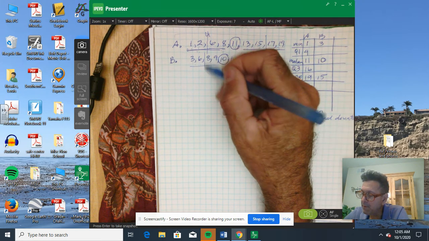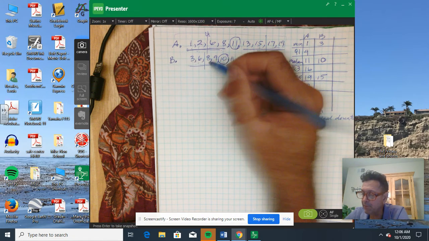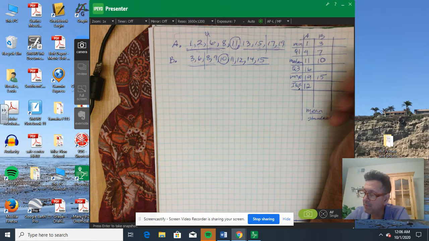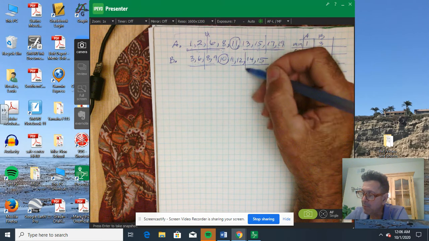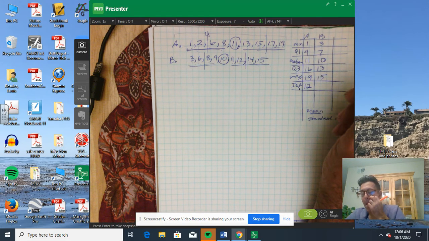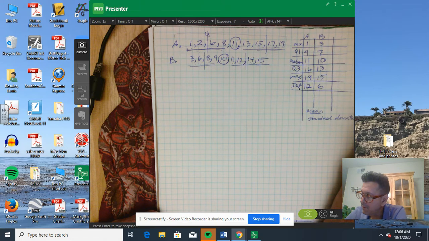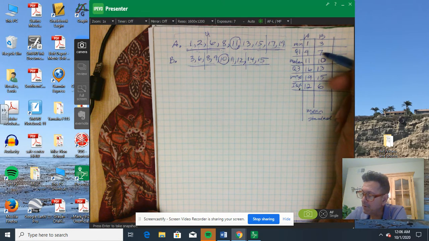Then we divide this group into 2 equal groups. Halfway between 6 and 8 is 7. That's our first quartile. Halfway between 12 and 14 is 13. So for this one, we subtract 13 minus 7, which gives you 6. And you can see that our interquartile range is quite a bit smaller here, 6 compared to 12.